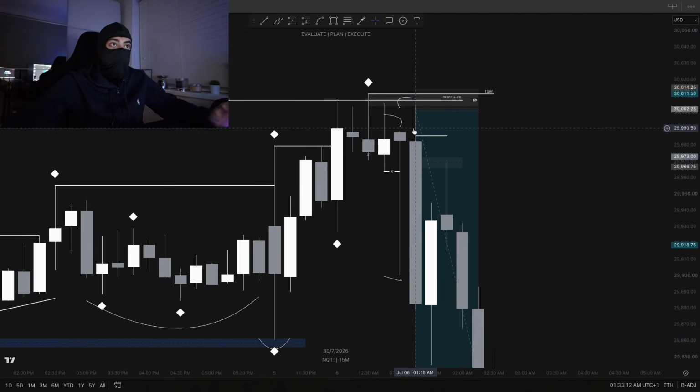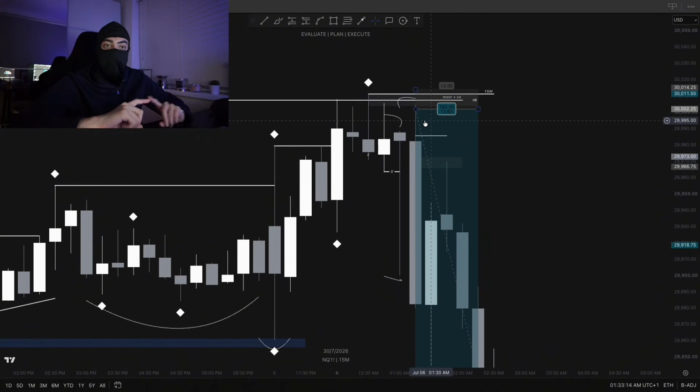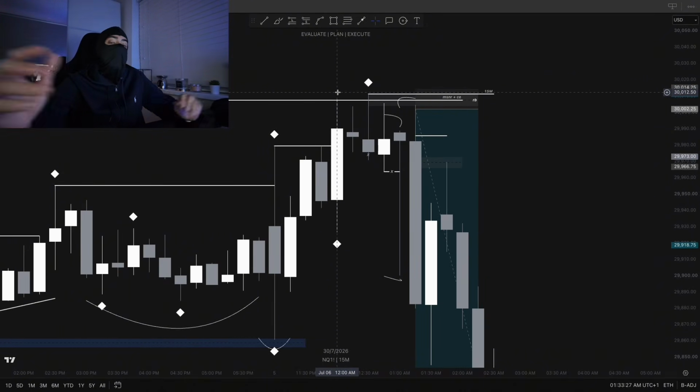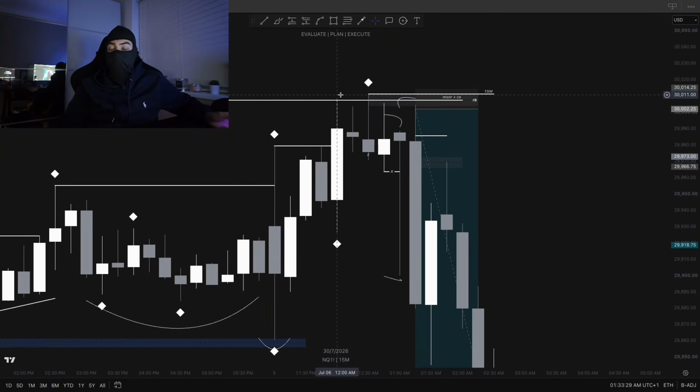Now, the reason being is because this is during the key time that I was aiming to get into. I waited patiently. I didn't get in here at 12:30. I didn't get in here at 12:45. I didn't get in here at 12 a.m. In theory, yes, I could have got in. I could have had a bigger SL, etc. But I have no data to work off.